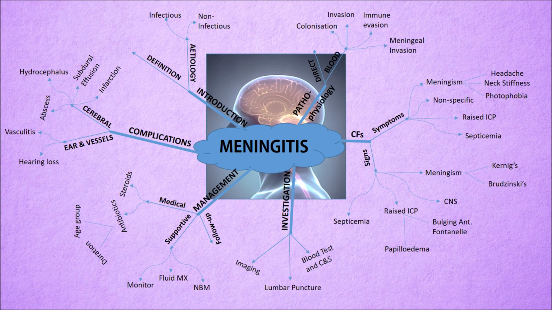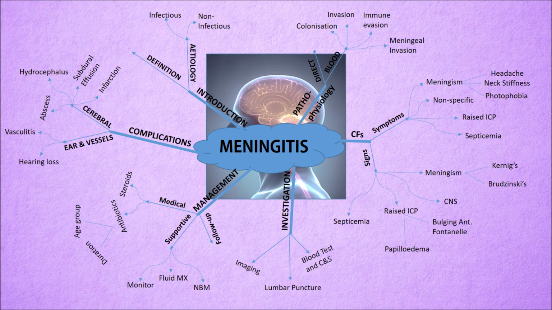Let me explain regarding the signs. The Kernig sign is basically back pain. The patient will feel back pain when there is an extension of the knee from the flexion of the knee and the hip. And the Brudzinski sign is basically a passive flexion of the knee and hip when the neck is flexed. The Kernig sign is due to the stretch of the meninges, and the Brudzinski is due to the meningeal irritation.